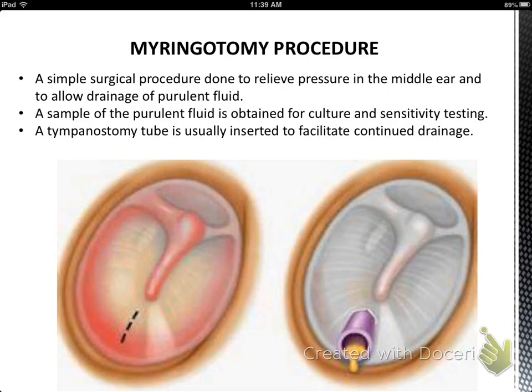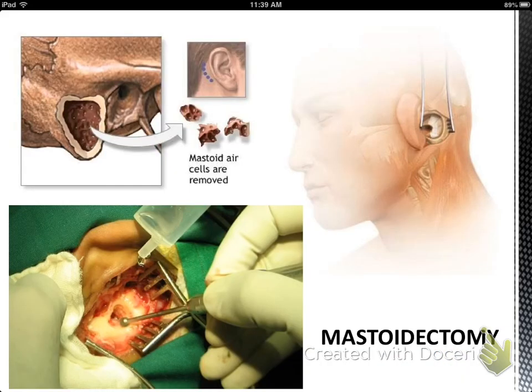Often a myringotomy is concluded by insertion of what we call a tympanostomy tube into the tympanic membrane to facilitate continued drainage and pressure relief. If medical management by IV antibiotic therapy fails, surgical drainage and removal of the mastoid air cells is indicated. This surgical procedure is called a mastoidectomy and is basically considered a measure of last resort for mastoiditis.